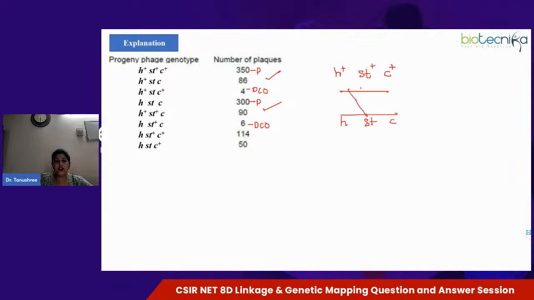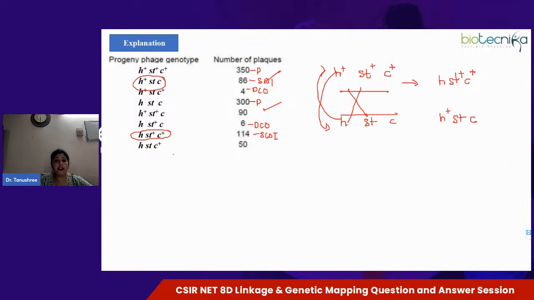So if the crossing over occurs between H and ST, what it will be? This one will come here and this one will come here. So what combination you will get here? H, ST plus C plus, and here you will get H plus ST and C. So where this combination is given. So you can see here that one is over here, H, ST plus C plus, and another is H plus ST C. So that means these are my single crossover event 1, and this rest other 2 will be single crossover event 2, right? 90 and we have 50, right?